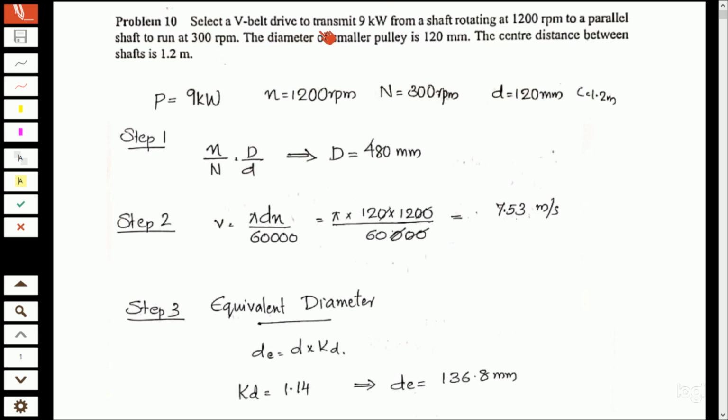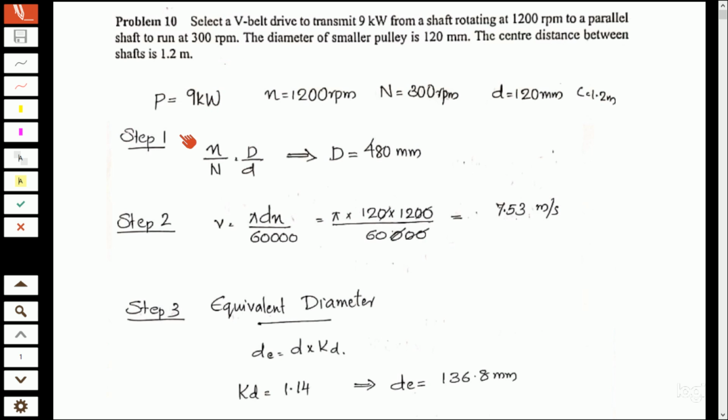Select a V-belt drive to transmit 9 kW from a shaft rotating at 1200 rpm to a parallel shaft to run at 300 rpm. The diameter of the smaller pulley is 120 mm. The center distance is 1.2 meter. The data provided are very basic and there are no complications in this.